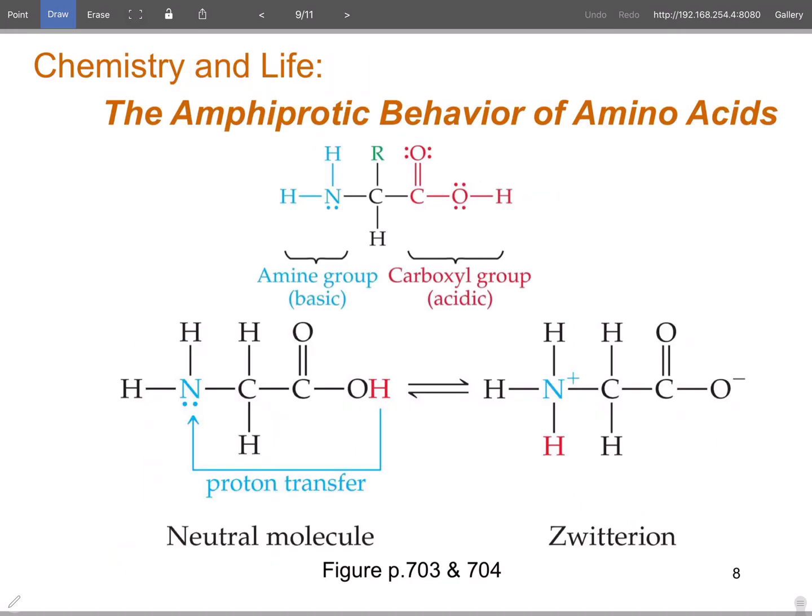The other reason is its amphoteric properties associated when it forms amino acids, and you can read over that as you go. And again, in biology, in biochemistry, in organic, you'll encounter this a lot.